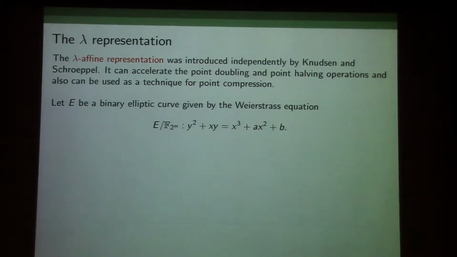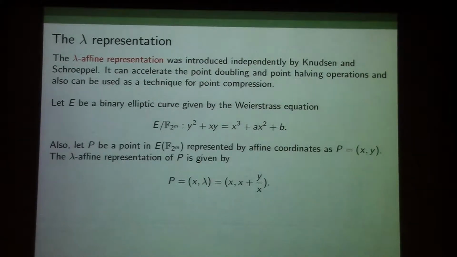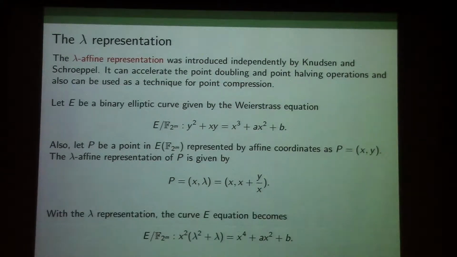So let's have an elliptic curve defined over a binary field, given by this equation, and we have a point in the group of points, with some coordinates that satisfy the equation. The lambda affine representation is given like this: we have the x coordinate and the lambda coordinate, where lambda represents the expression x plus y over x. So the equation with the point represented in the lambda coordinate is like that.